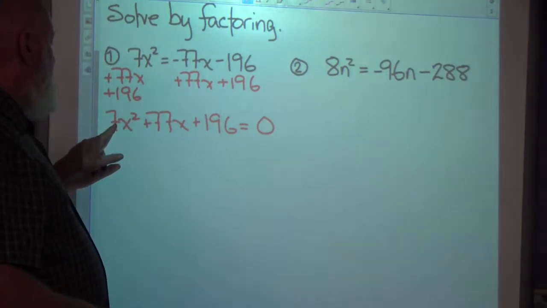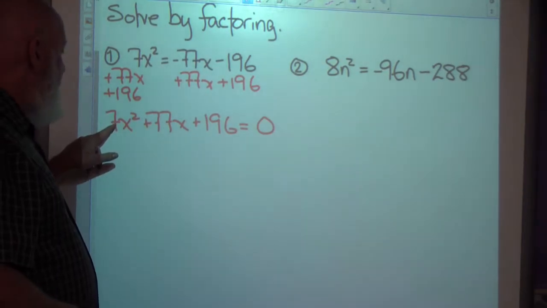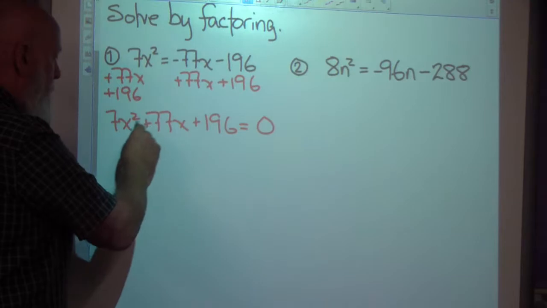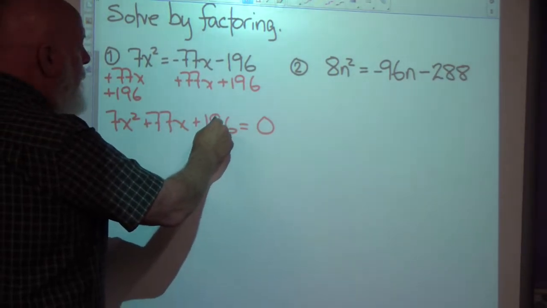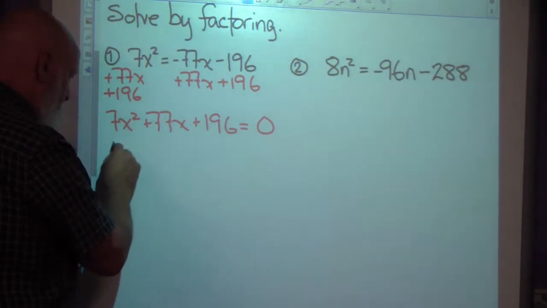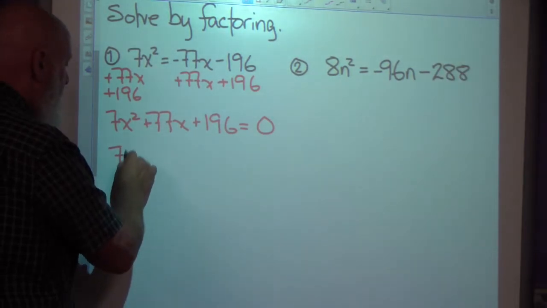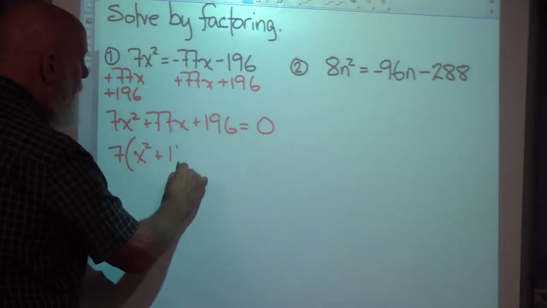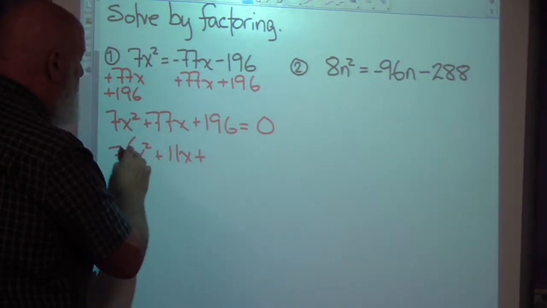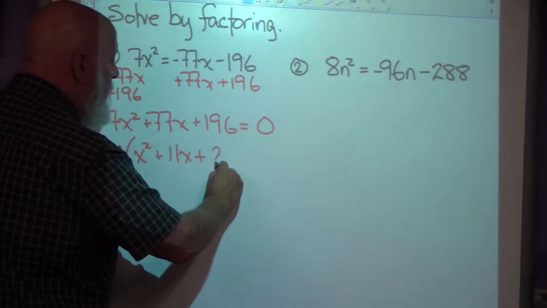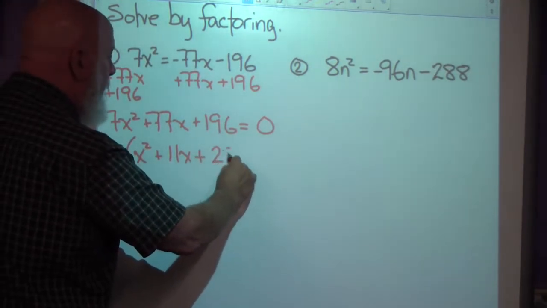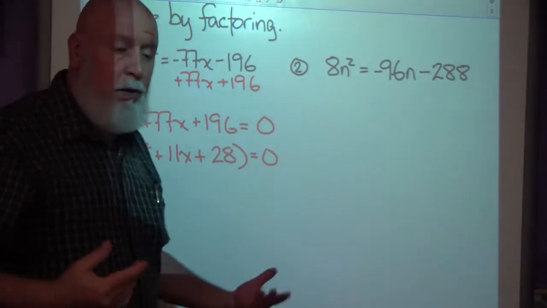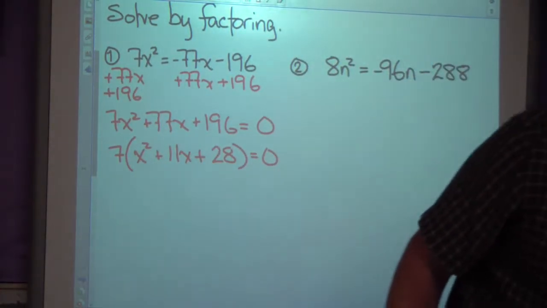The first thing I see is that this is a 7, so I'm going to see if all of these will divide by 7, and I think they will. I know this will. 7 goes into 19 twice, so I believe that will. So I'm going to call this 7 times the quantity x squared plus 11x plus 28 equals 0. That'll go in twice with a remainder of 5, so it'll be 28. And I'm going to check that with my calculator just to make sure I've got that factored correctly.